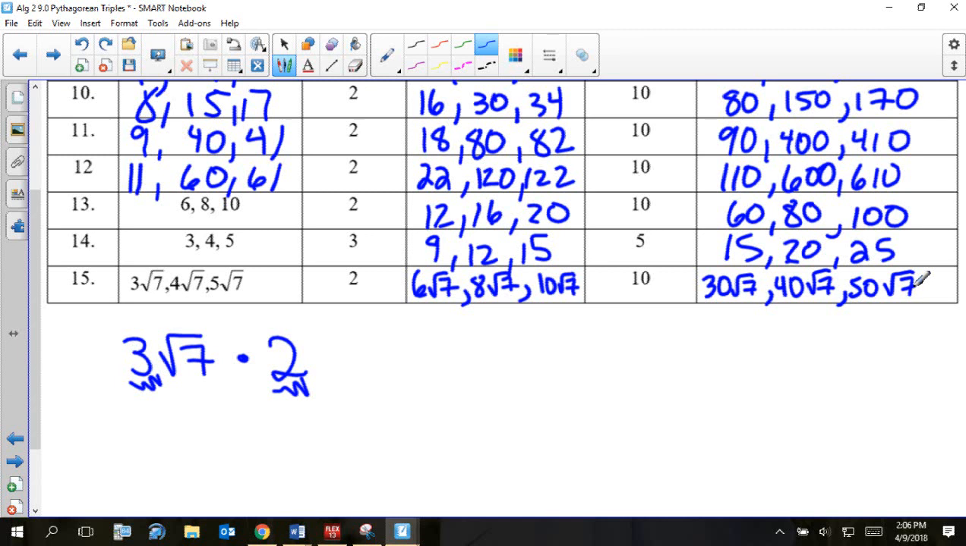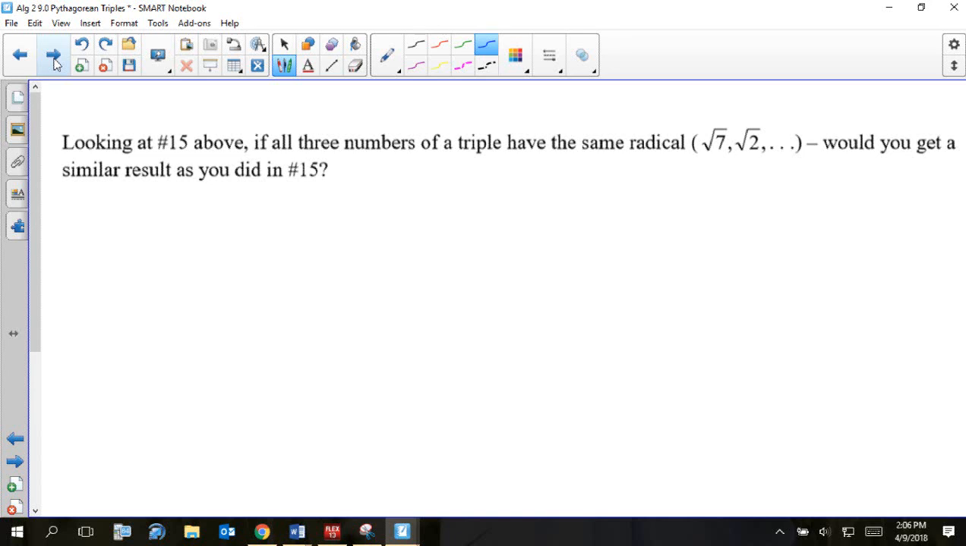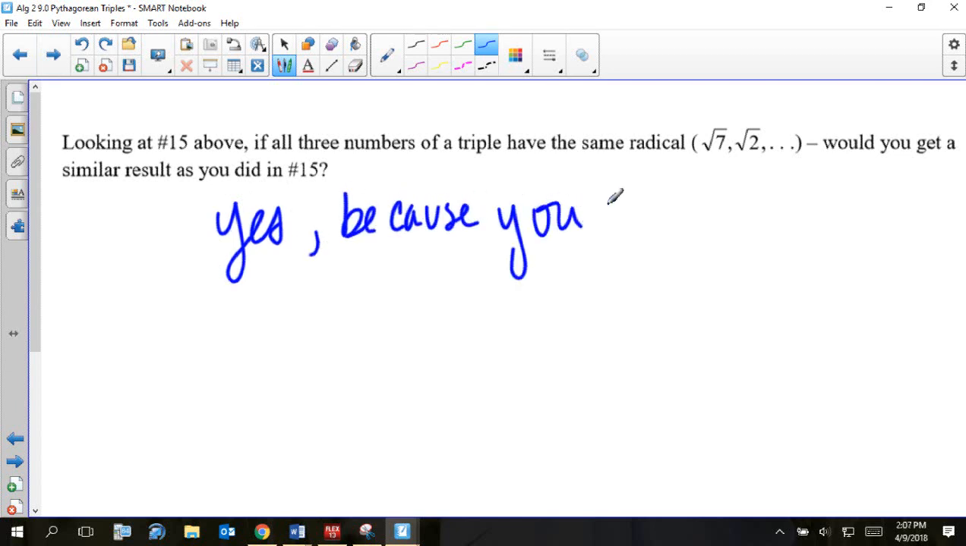So then the question at the bottom, looking at number 15, if all 3 numbers of a triple have the same radical, would you get a similar result as you did in number 15? If all 3 had the same radical. Right. Yes, you would. Why? Because when you multiply it, what? When we multiply what? The coefficient of the radical. You don't actually multiply the radical.